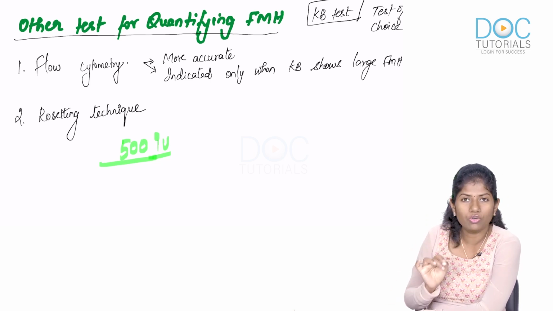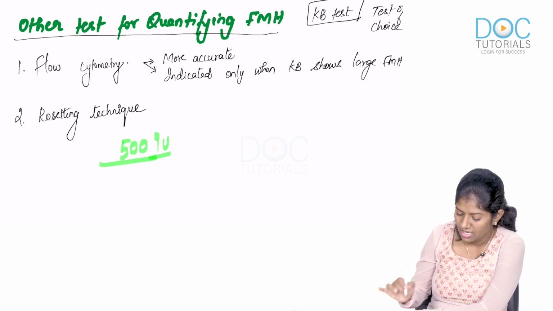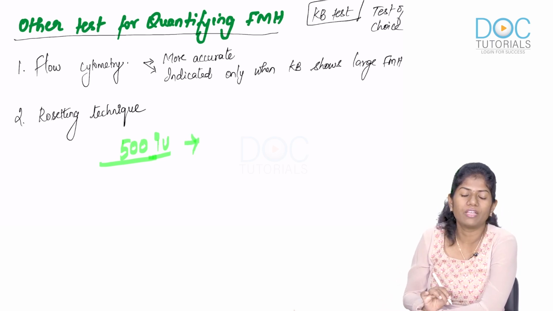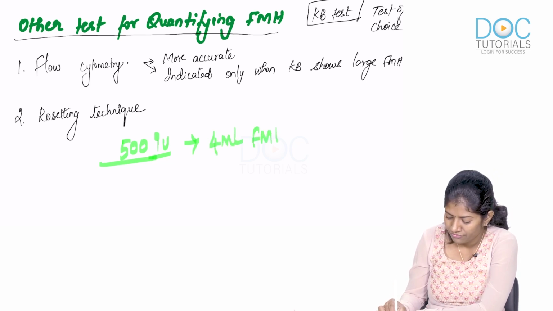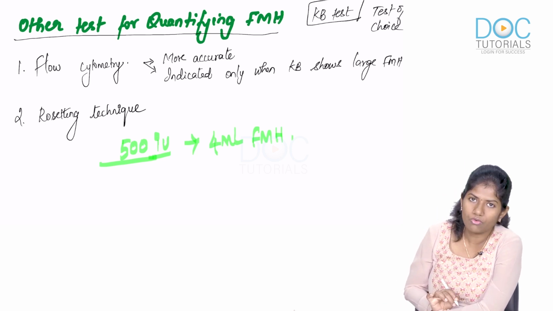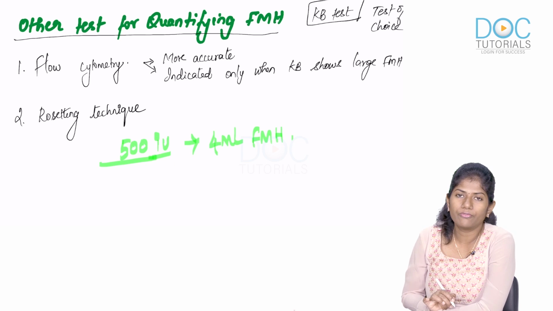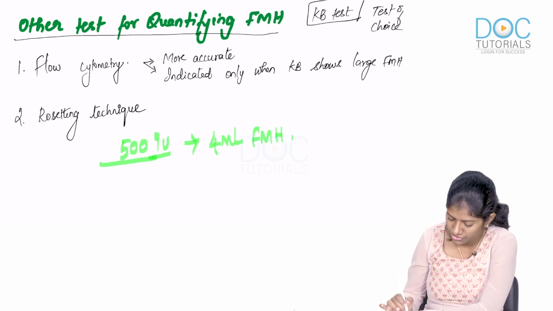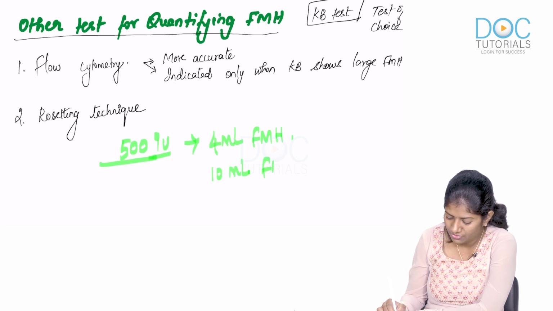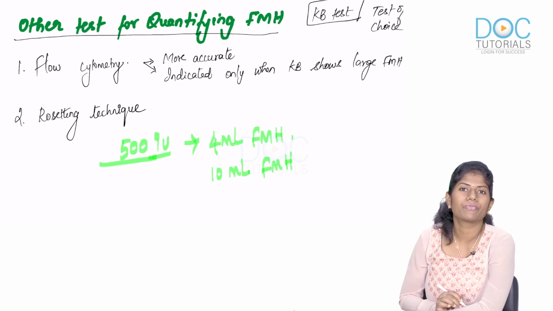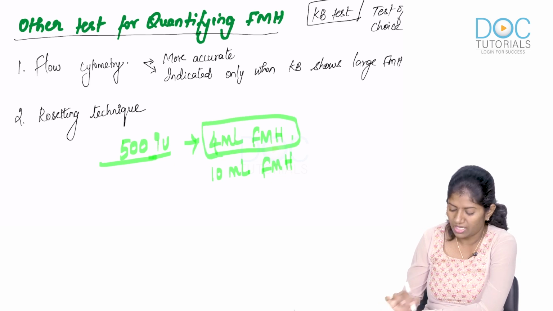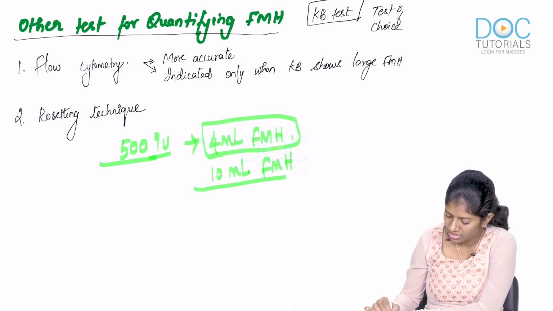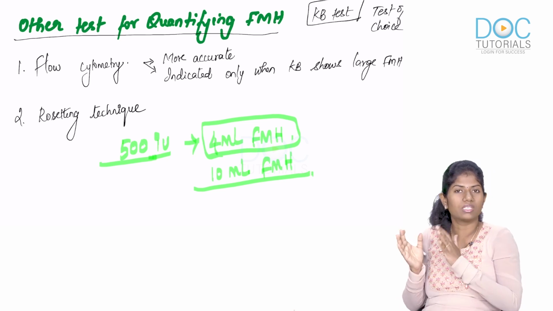Now your knowledge on anti-D is this: 500 international units will neutralize how much? 4 ml of fetal-maternal hemorrhage. You've ordered a KB test and the result shows that the actual fetal-maternal hemorrhage is 10 ml. So the dose that you have given to the patient has covered only 4 ml. What is left uncovered is 6 ml of fetal-maternal hemorrhage, because the total is 10.